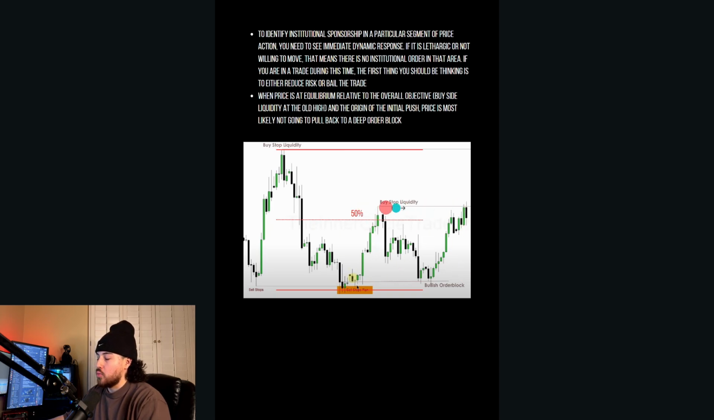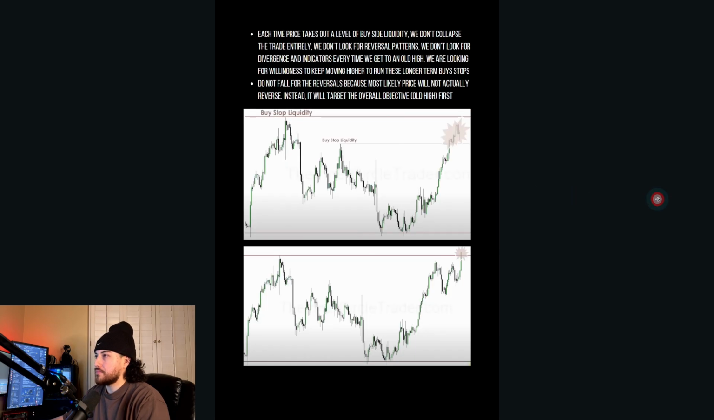Most likely price will take out buy sell liquidity, as it does here, and maybe give us a slight reversal, but anticipating a deep reversal is most likely not going to happen. Each time price takes out a level of buy sell liquidity, we don't collapse the trade entirely. We don't look for reversal patterns. We don't look for divergence in indicators every time we get to an old high. We are looking for willingness to keep moving higher to run these longer term buy stops.